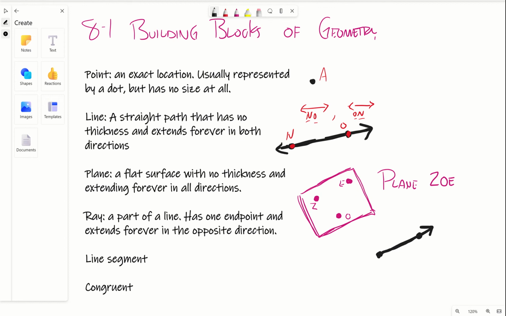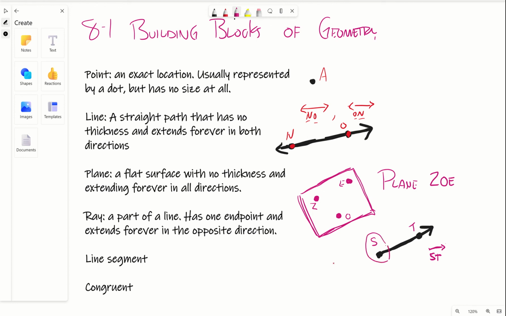This would be my ray, and we could call this ray S and T. Those are the 2 points that make up the ray. And the way we name this ray is by calling it ray ST. We know it's a ray because the symbol we draw on top of our letters looks like a ray, and it's named in a specific order. So this one actually does matter.